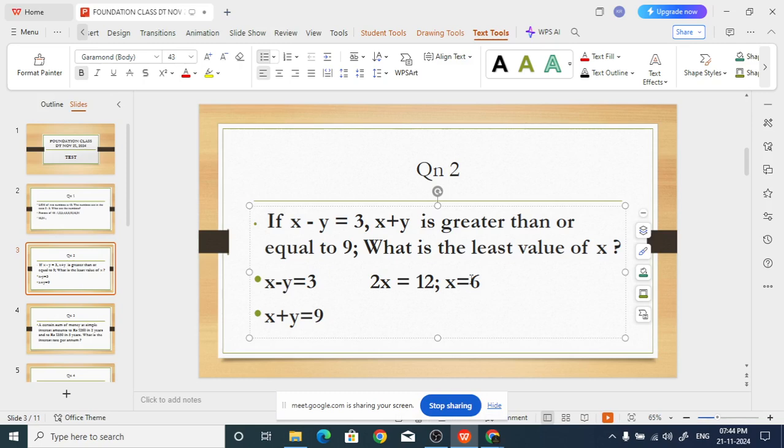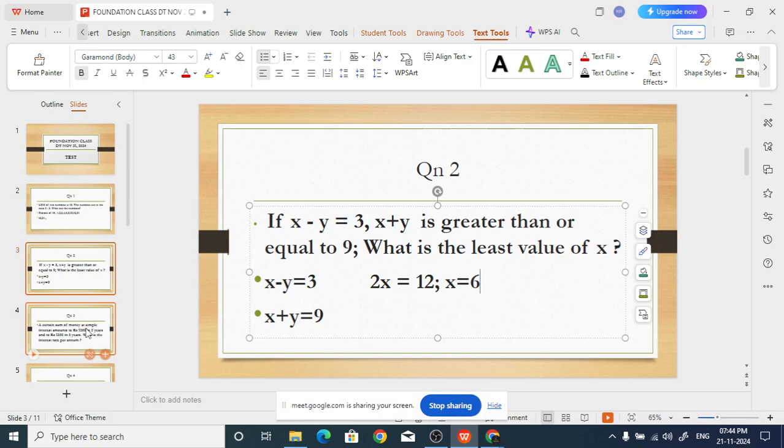Now the least value of x will be 6. Understood, children? Yes, sir. Okay. Because here they have given x plus y is greater than or equal to 9. So whatever value you get for x, that will be the least value of x.